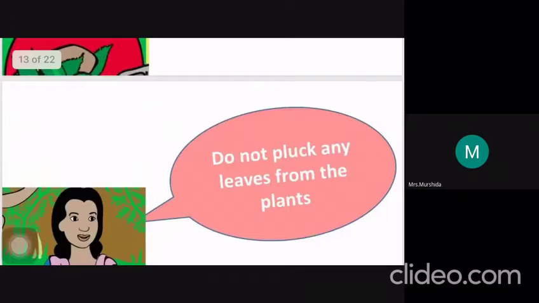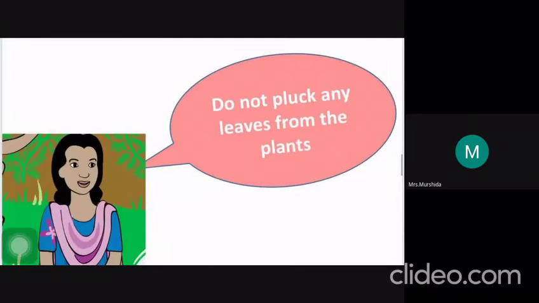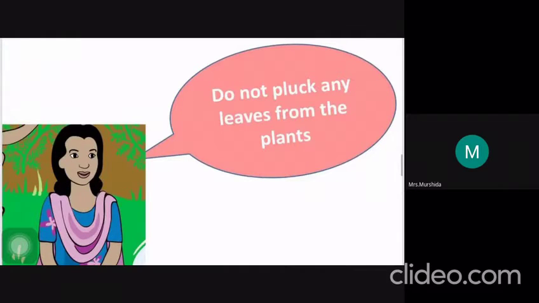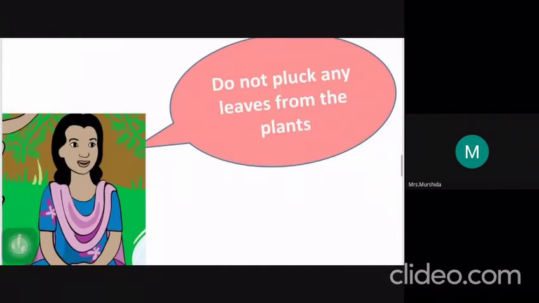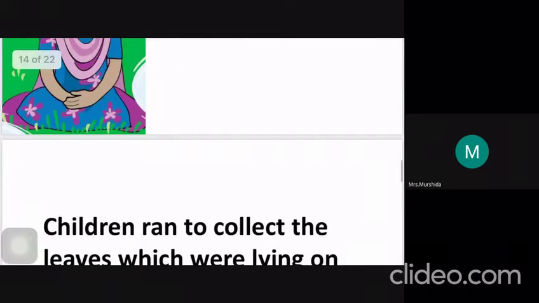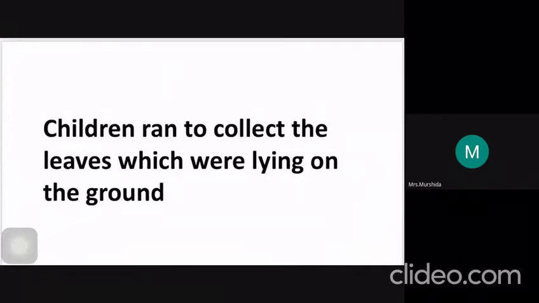Didi then reminded them, "Do not pluck any leaves from the plants." Didi warned them not to pluck any leaves from the plants. So the children ran to collect the leaves which were lying on the ground. The children collected leaves that were already lying on the ground, and they did not pluck any leaves from the plants.